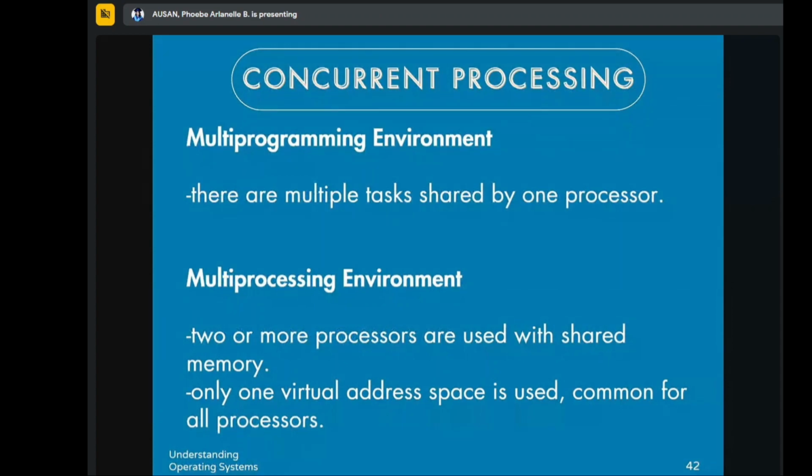So, concurrent processing, mogamit siya like multi-programming environment. There are multiple tasks shared by one processor. While a virtual concept can be achieved by the operating system, if the processor is allocated for each individual task, the virtual concept is visible if each task has a dedicated processor. Pwede siya nga mag-usara jud iyang processor nga magamit.